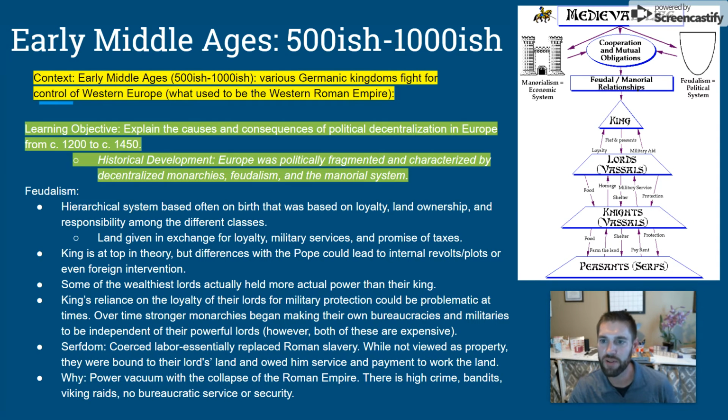Now, if we look at this, it looks like the king is at the top. And he is in theory, but we're going to see in our second or third video that religion was a huge part of it, and the Pope ran a lot of the show and could influence a lot of what was going on. And again, the king is really reliant on the loyalty of his lords. They're the ones that have the soldiers, and a lot of the lords even have more money. So that's why there's going to be a lot of internal struggle between different lords over who should be the next king, and all this kind of stuff.